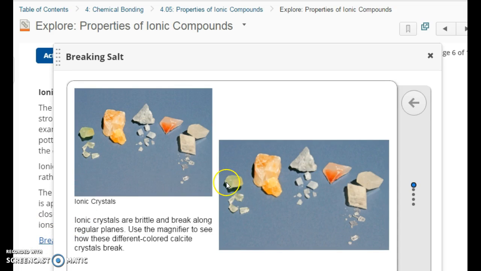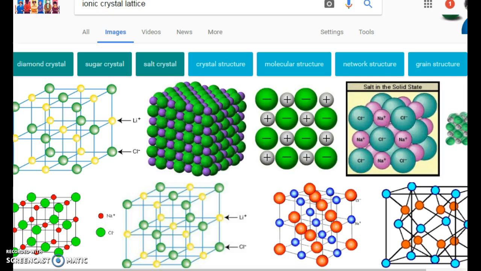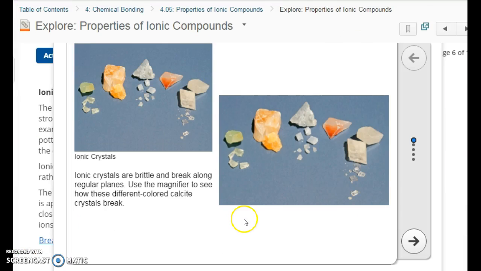So when salt breaks, you're going to still get some really nice clean edges. So ionic crystals are brittle and break along regular planes. So of course when they're talking about planes, they're talking about like a vertical, diagonal, or horizontal plane. Use the magnifier to see how these different colored calcite crystals break.